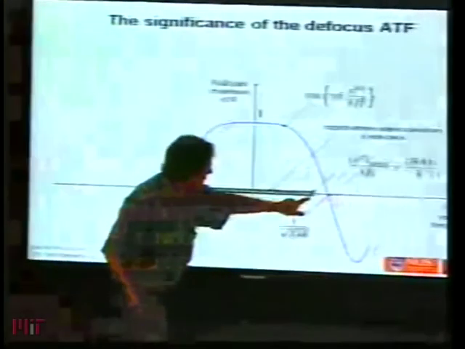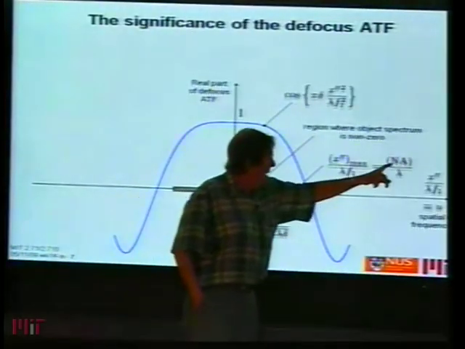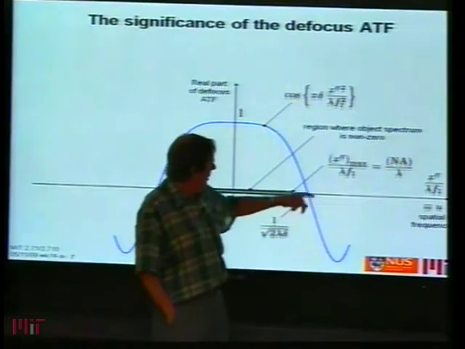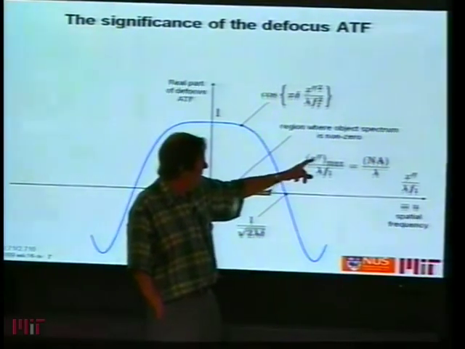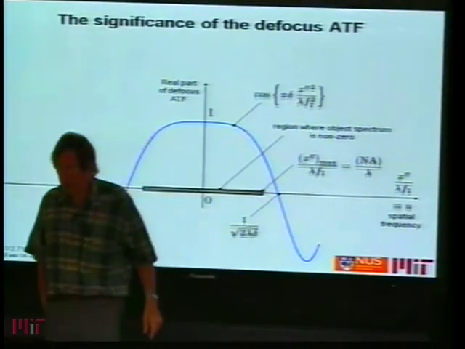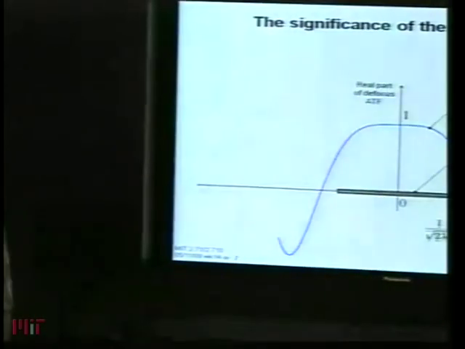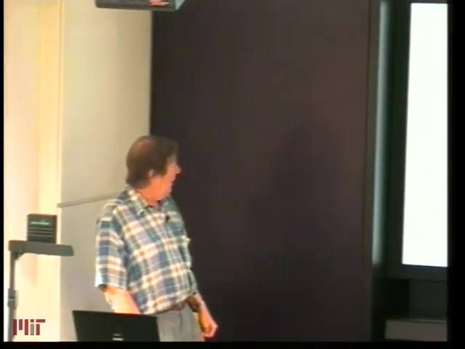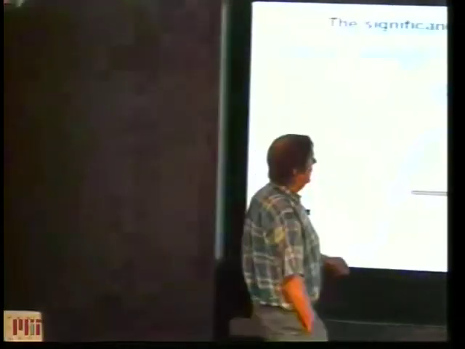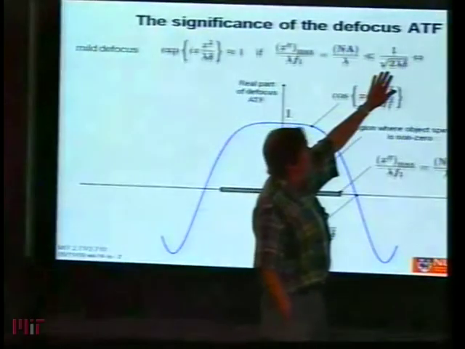So now he's labelling where that cutoff is. This is equal to NA over lambda, as we know. And in terms of the x prime coordinate, it's given by this thing here. So this is talking about what he calls mild defocus. And the condition for that to occur is that this has got to be much smaller than this.